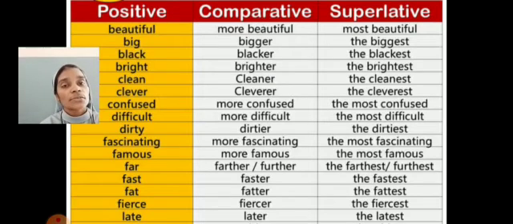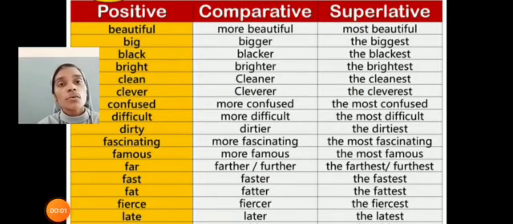Dear students, you have to remember one thing: when we use comparative degree, we add than with the comparative form. And when we use superlative degree, we add the with the superlative form. For example, bigger than, smaller than, taller than, that is comparative degree. Then in superlative degree, the tallest, the biggest, the smallest, the highest.